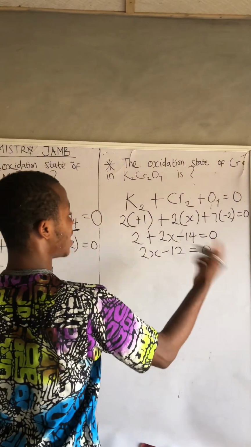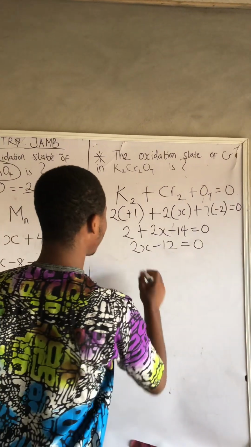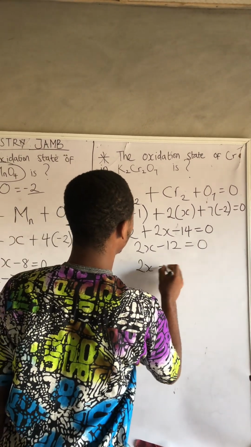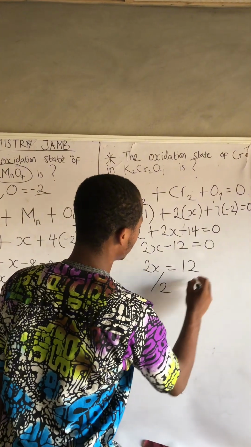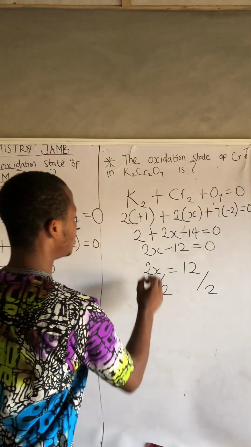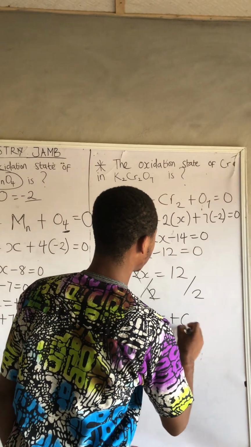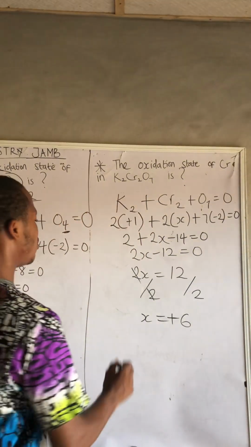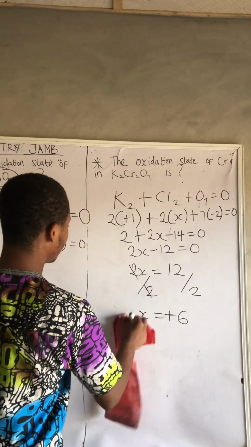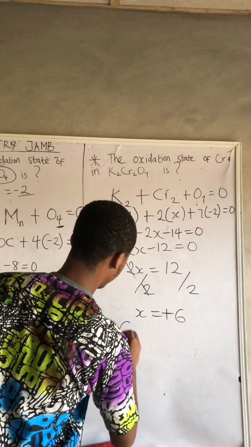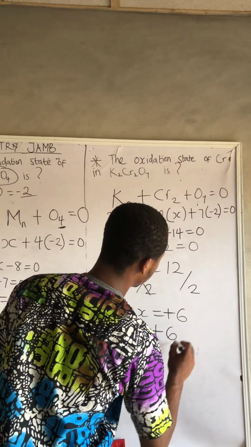So you just add 12 to both sides, or you collect like terms by taking 12 to the right hand side. So 2x will be equal to 12. And then you divide both sides by 2, so x here will be equal to plus 6. So the oxidation state of, sorry, I was writing M instead of Cr, which is chromium, of chromium here in this compound is plus 6.